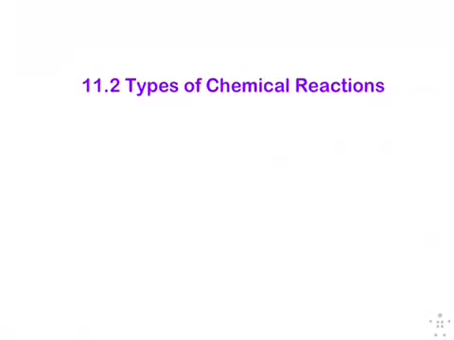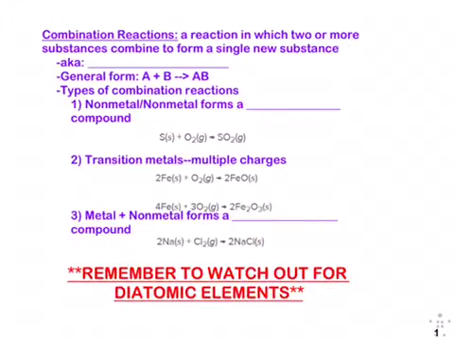So today we are going to look at different types of chemical reactions. The first one that we're going to look at is called a combination reaction. Sometimes it's also referred to as a synthesis. Synthesis really just means to build. So this is a reaction in which two or more substances combine to form a single new substance. It will have this general format: A plus B yields AB.